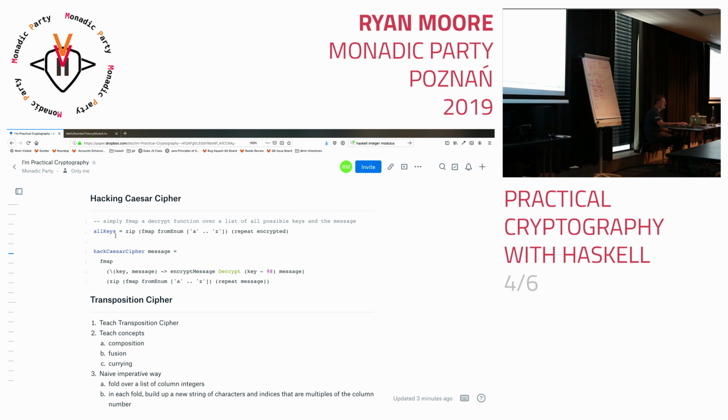If we were to try to hack it, essentially, there's a fixed number of keys. The keys, in this case, are derived from letters of the alphabet. So we can map from enum over the list of letters in the alphabet from this generated range. And we can then zip that up so that each key is in a tuple with a copy of the encrypted text.